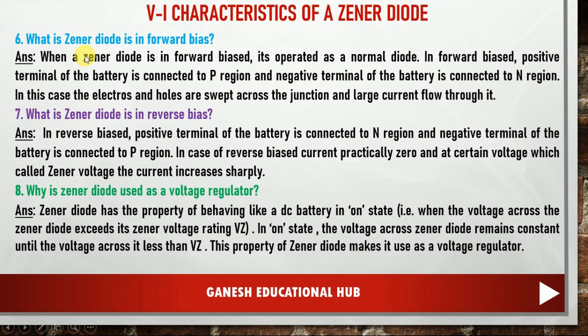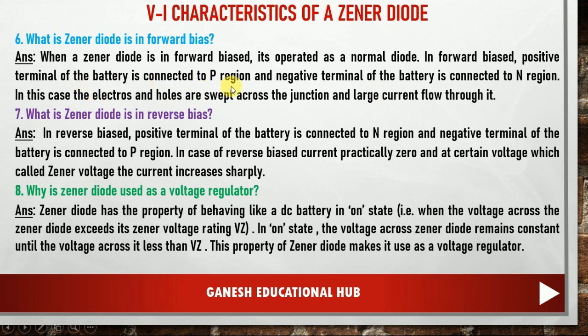Sixth question: what happens when a Zener diode is in forward bias? There are two types of biasing, forward bias and reverse bias, and this question is based on forward bias. When a Zener diode is in forward bias, it operates as a normal diode. In forward bias, the positive terminal of the battery is connected to the P region and the negative terminal to the N region. The electrons and holes are swept across the junction and a large current flows through it, which means resistance is zero.